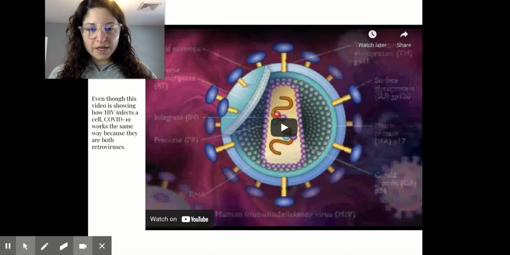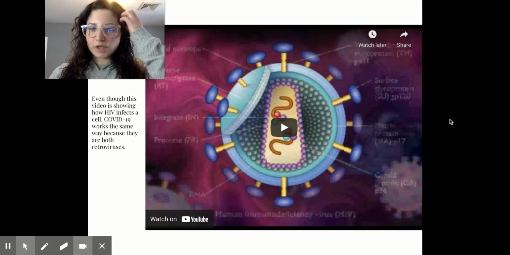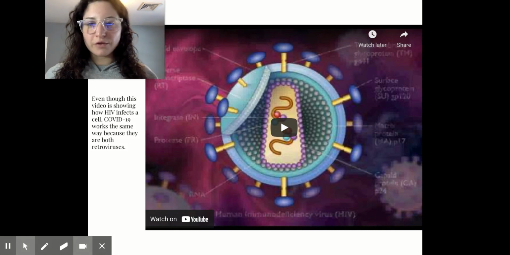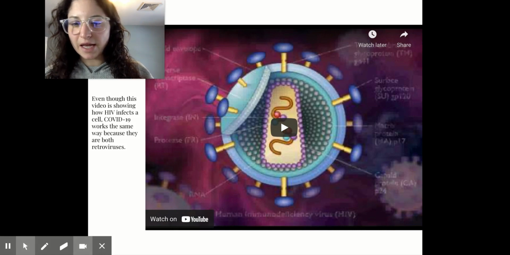All right, so hopefully that gave you a good visual of how this process works in terms of how a retrovirus can infect a body cell.